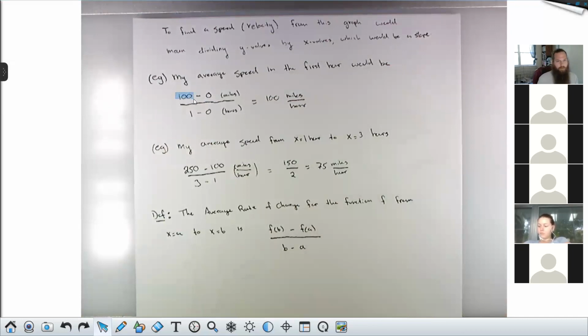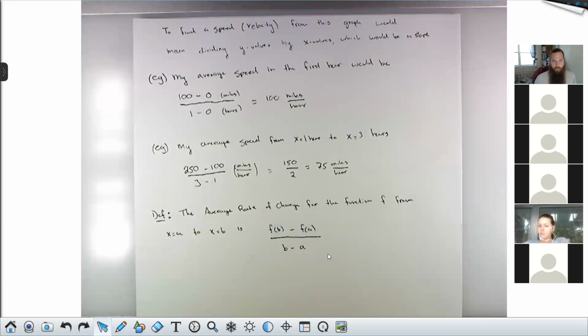Right, so this is like f of 1 minus f of 0, all divided by 1 minus 0. This was f of 3 minus f of 1 over 3 minus 1. I know that you're used to seeing slopes written as like y2 minus y1 over x2 minus x1. We're not going to do that anymore.